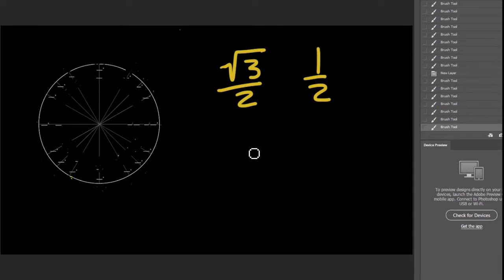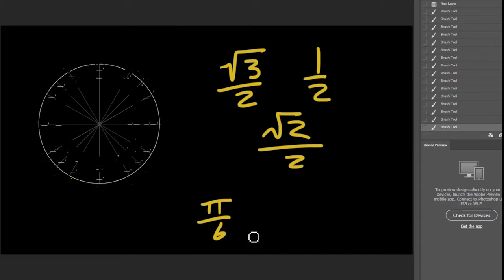Okay, so this is the unit circle. The unit circle can be memorized. It's just a lot of memorization. So the easiest way to go about it is to memorize these couple of numbers and then just use logic to figure out the rest of it. These numbers are here: root 3 over 2, 1 half, root 2 over 2, pi over 6, pi over 3, and pi over 4.